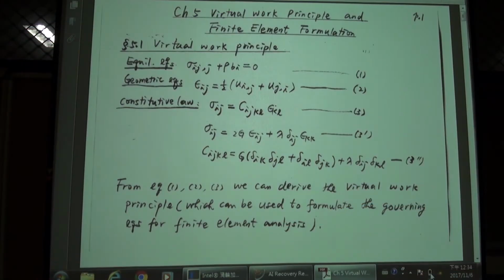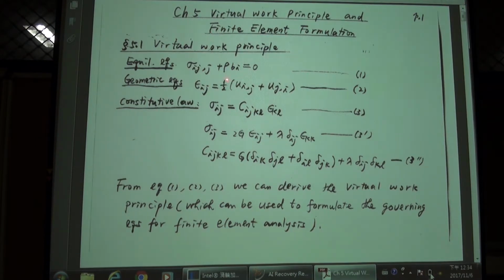In this chapter, we talk about the virtual work principle and the finite element formulation. In the first section, we talk about the virtual work principle. We first review the few equations we had studied so far.